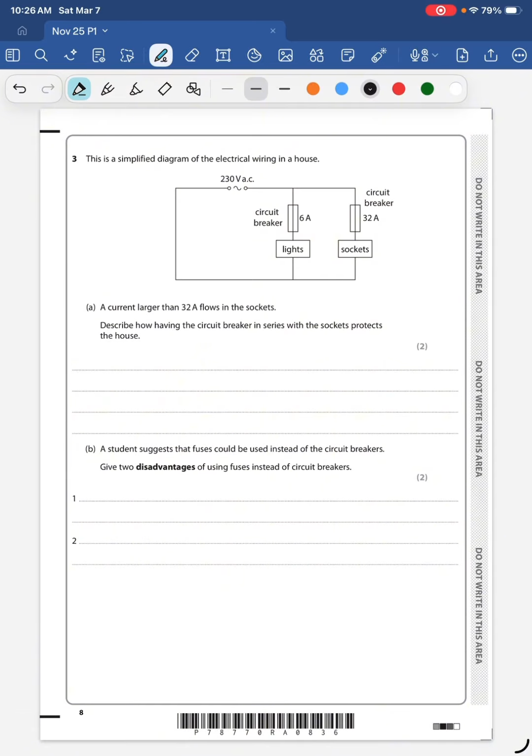Question 3. Okay, question 3. This is a simplified diagram of the electrical wiring in a house, and they show circuit breakers at 6 amps for lights and 32 amps for sockets. Question A. A current larger than 32 amps flows in the sockets. Describe how having the circuit breaker in series with the sockets protects the house.